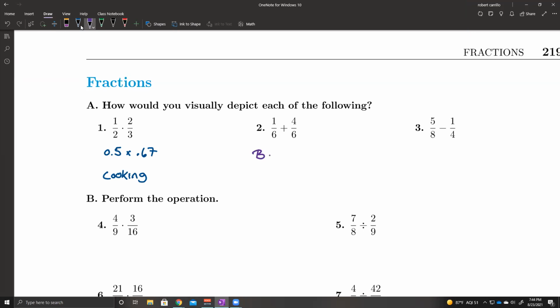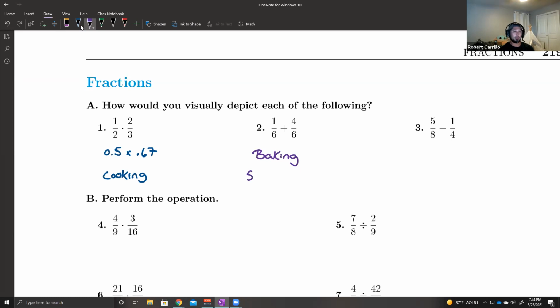How about we change it up and say baking? Somebody also said shopping. It could be going to HEB and confusing the butcher: I need 1/6 pound of that steak over there. And they probably wouldn't do it for you. Okay, good. So these are just out of left field fraction questions. And then number 3, 5/8 minus 1/4.